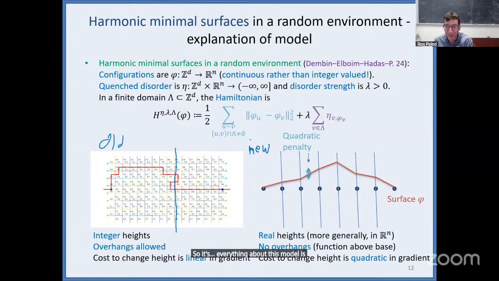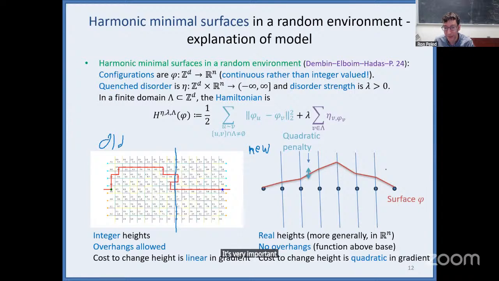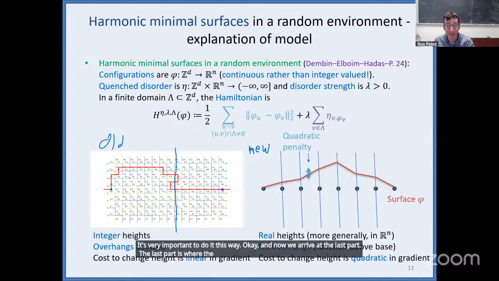So if you change it a little bit, it's no longer a nice model as it was. It's very important to do it this way. Okay, and now we arrive at the last part. The last part is where the randomness comes in. You see there are these random numbers on edges. We have to put randomness here too.